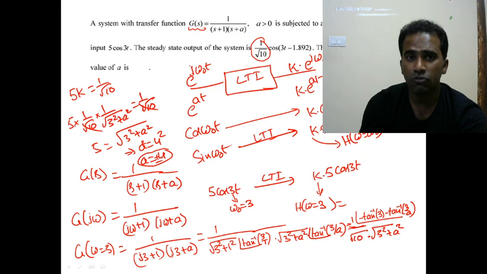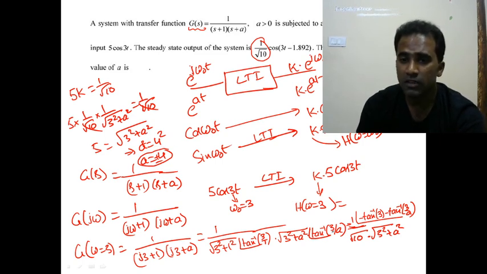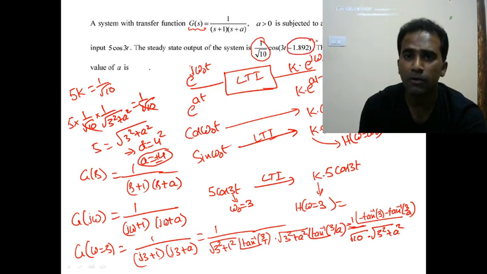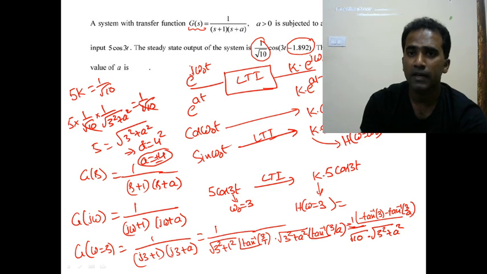Is a plus 4 or minus 4? Since options are not there, we have to write the perfect answer. So actually a can be plus 4 or minus 4. Whether it is plus 4 or minus 4, we have to decide based on the phase part. If you observe, you can see the phase part as minus 1.892.